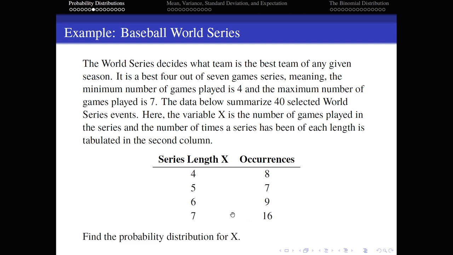Now it's important to note first, what is X? Here, X is the number of games played in the series, so this is the series length. This is what our X value is. This is what we're interested in.